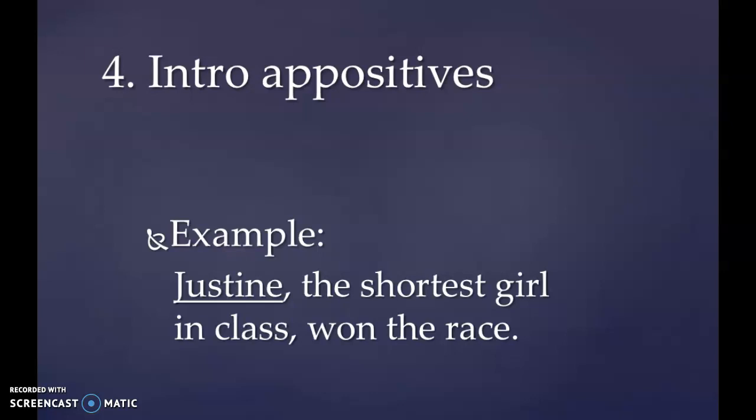Number four is introductory appositives. So, for example, "Justine, the shortest girl in class, won the race." Notice we have both an introductory appositive and an appositive in the middle of the sentence, which is called an interrupting appositive. That happens oftentimes with introductory appositives. So Justine is interchangeable with "the shortest girl in class." You can say Justine won the race. You could also say the shortest girl in class won the race. They both make sense grammatically.